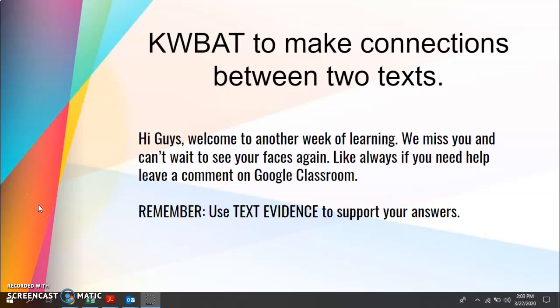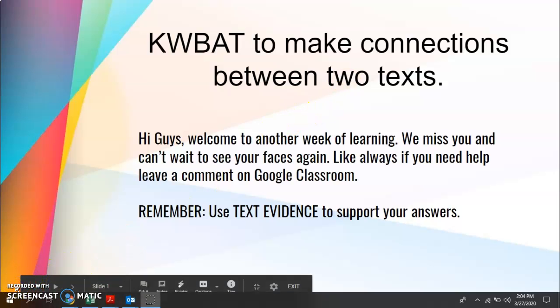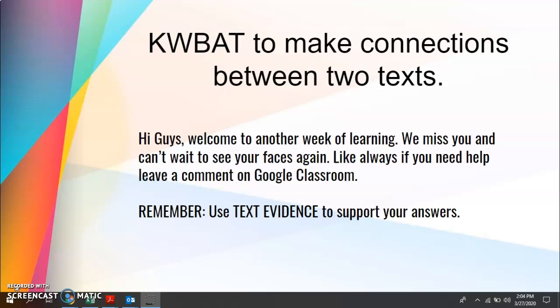Hi Kipsters, so today you will be able to make connections between two texts, which means we're looking at paired passages. That means we have one text and we have another text and we're determining how they are the same and how they are different. Remember that when we find ways that they are the same and they are different, we need to go back into both texts and make sure that both statements are true and they are both happening in the text, no matter if they're the same or they are different. But I will go more in depth with that when we get to the model part.